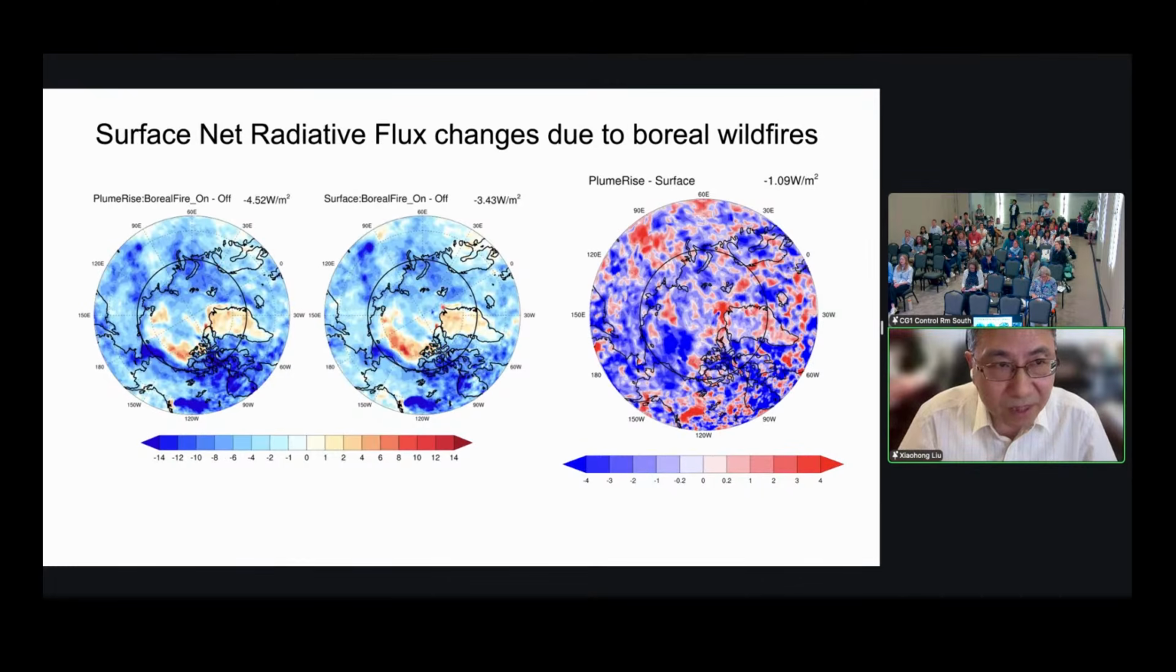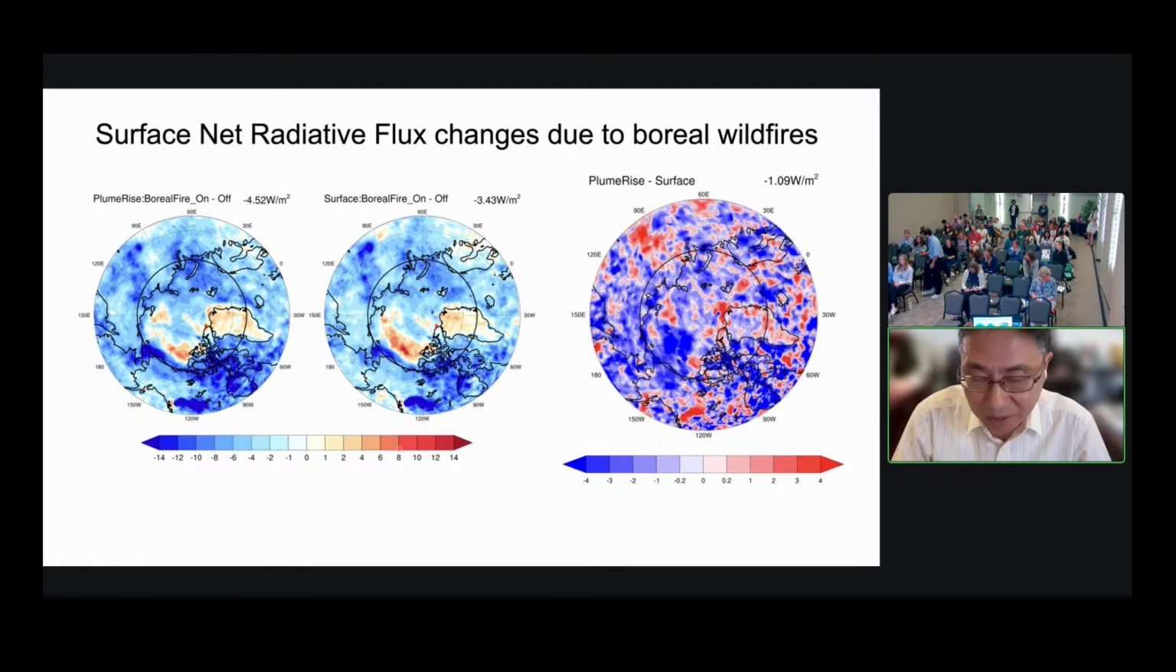If you look at the total effect, the surface net radiative flux change due to the wildfires, the difference can be 10. The net flux change reduction can be like 10 watts per square meter, and this can certainly influence the warming over Greenland, which can also be a few watts per square meter. This is a pretty large number. It can impact the sea ice and also the Arctic regional climate.